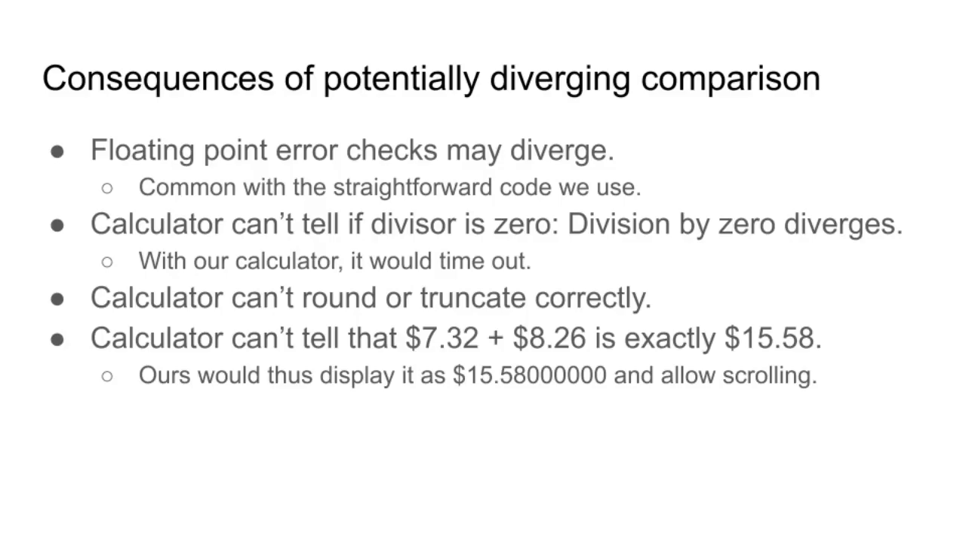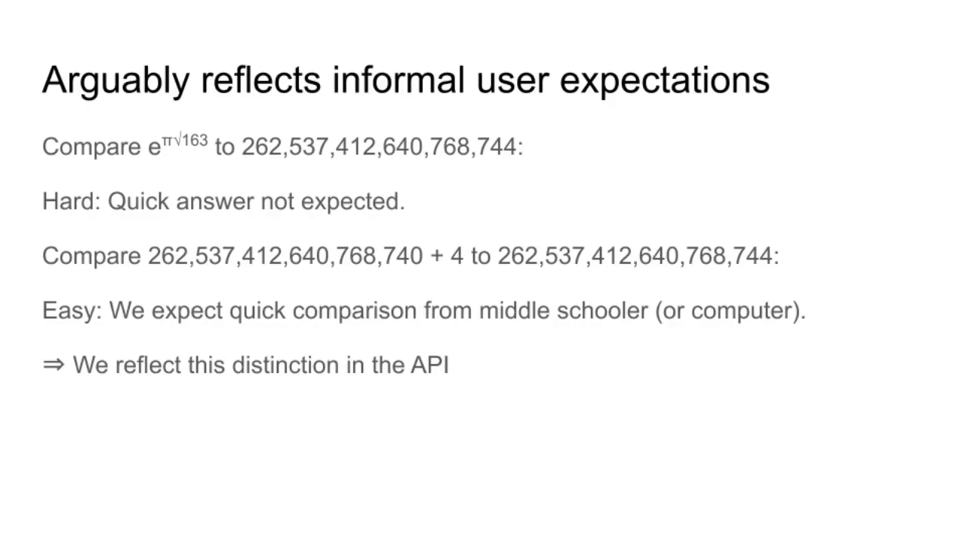If I ask you whether e to the pi times the square root of 163 is an integer, you might have a hard time computing that, and you probably wouldn't expect me to do so quickly. On the other hand, if I ask you whether two integers are exactly equal to another integer, you expect that to be a decision that I can make fairly easily and quickly, and that a computer should be able to make.